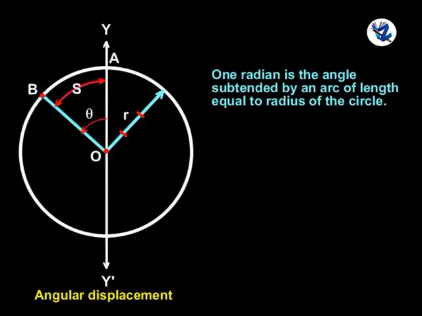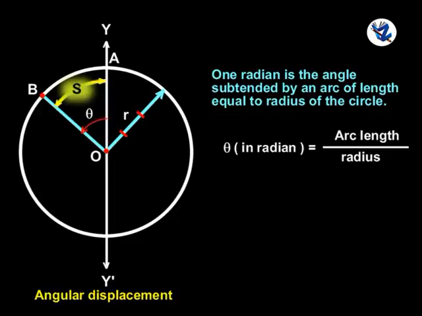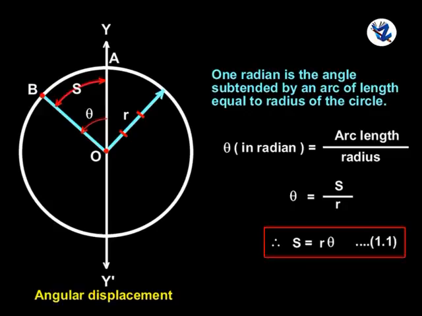Now 1 radian is the angle subtended by an arc of length equal to the radius of the circle. So theta in radian is equal to arc length divided by radius. So theta is equal to S upon R. So S is equal to R theta, say equation 1.